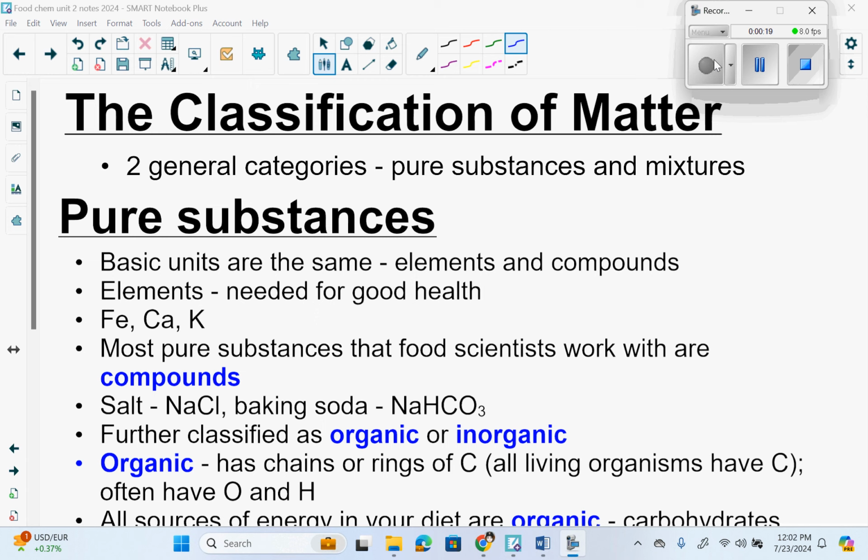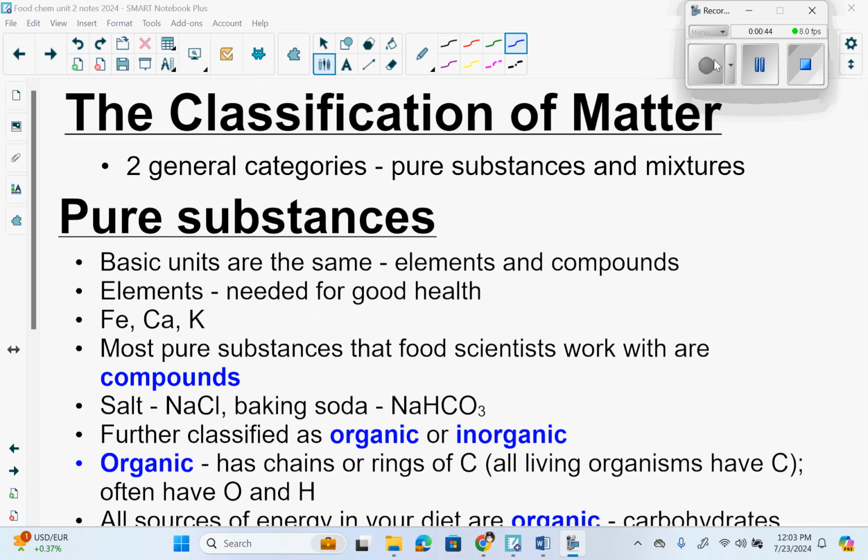So in terms of pure substances, the basic units are the same. These are your elements and compounds. But how can both of these be classified as pure? Well, elements, which are needed for good health, we'll look at that in a later unit. These are things like Fe, which is iron, Ca is calcium, K is potassium. These are just your elements off the periodic table, right? So that's a pure form of a substance, right? That's just, it is what it is.